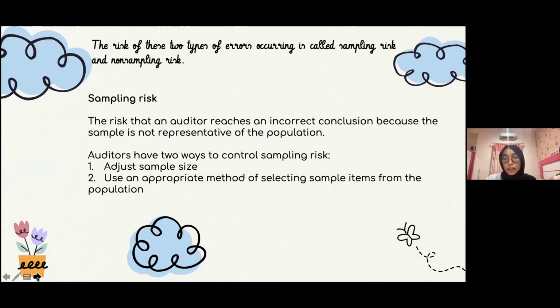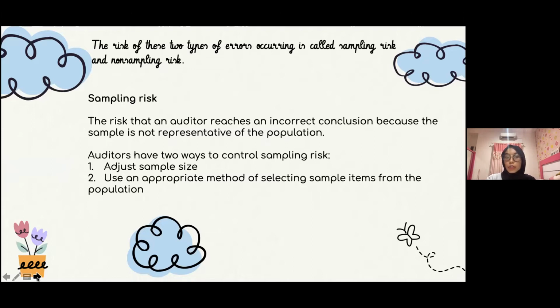The first one is to adjust the sample size. Increasing sample size reduces sampling risk and vice versa. At one extreme, a sample of all items in the population has zero sampling risk. At the other extreme, a sample of one or two items has an extremely high sampling risk.